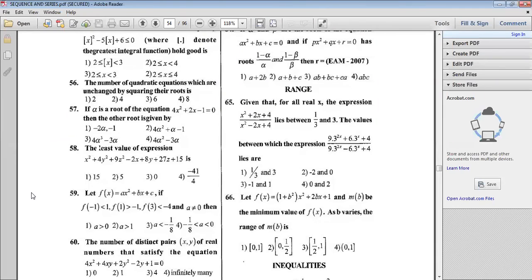What is the least value of this expression? Problem 58: x square plus 4y square plus 9z square minus 2x plus 8y plus 27z plus 15. What is the least value of this? Okay. Sir, 15. No.